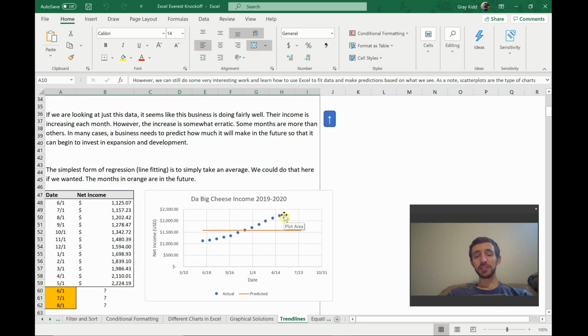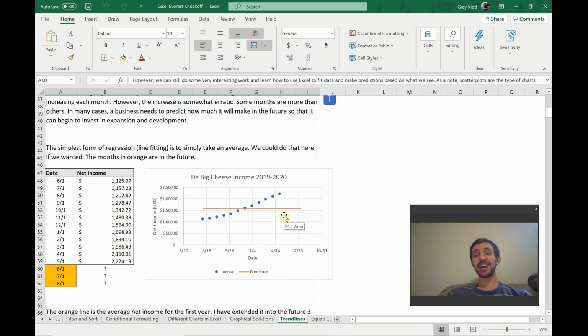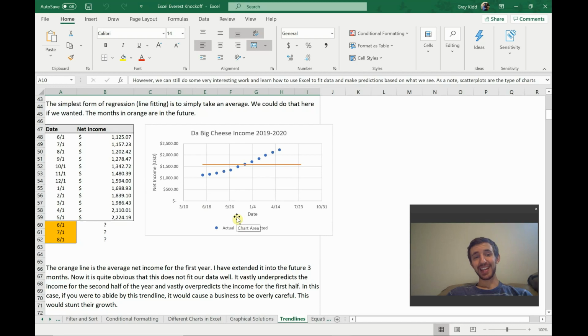So the simplest way we could have done this is just to fit a line. We take an average right here, and we say that's what's going to happen in the future. Now, if you look at this, that's not really all that accurate because it's way over predicting it in the past, and it seems like it's under predicting it past this point somewhere between September and January. So that could work, but there's got to be a better way.